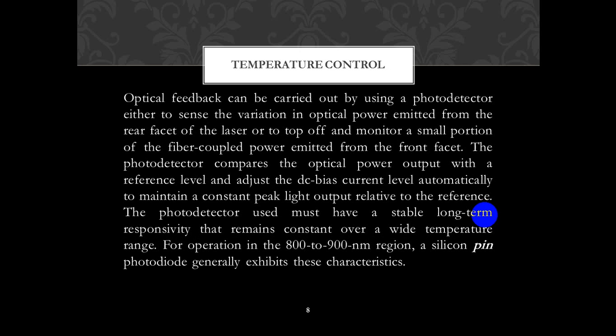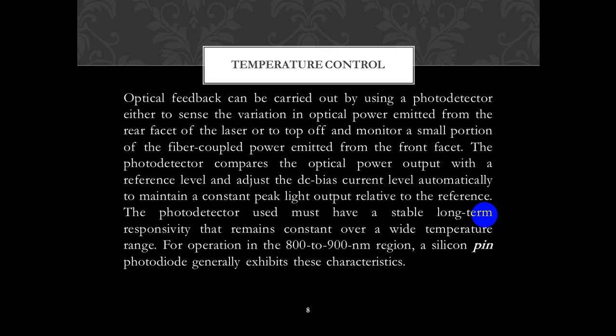Now the temperature control. Optical feedback can be carried out by using a photodetector either to sense the variation in optical power emitted from the rear facet of the laser or to tap off and monitor a small portion of the fiber coupled power emitted from the front facet. The photodetector compares the optical power output with a reference level and adjusts the DC bias current level automatically to maintain a constant peak light output relative to the reference.